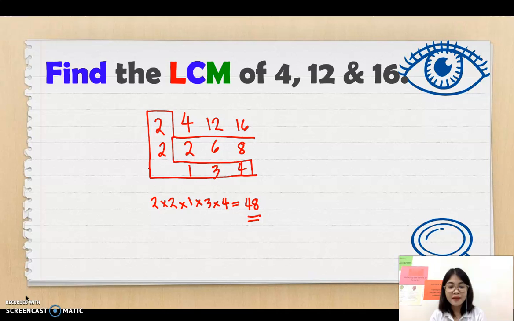So again, to find the LCM of two or more numbers, first you need to divide the numbers by their prime divisors and then multiply all the prime divisors and the last quotient to get the LCM.